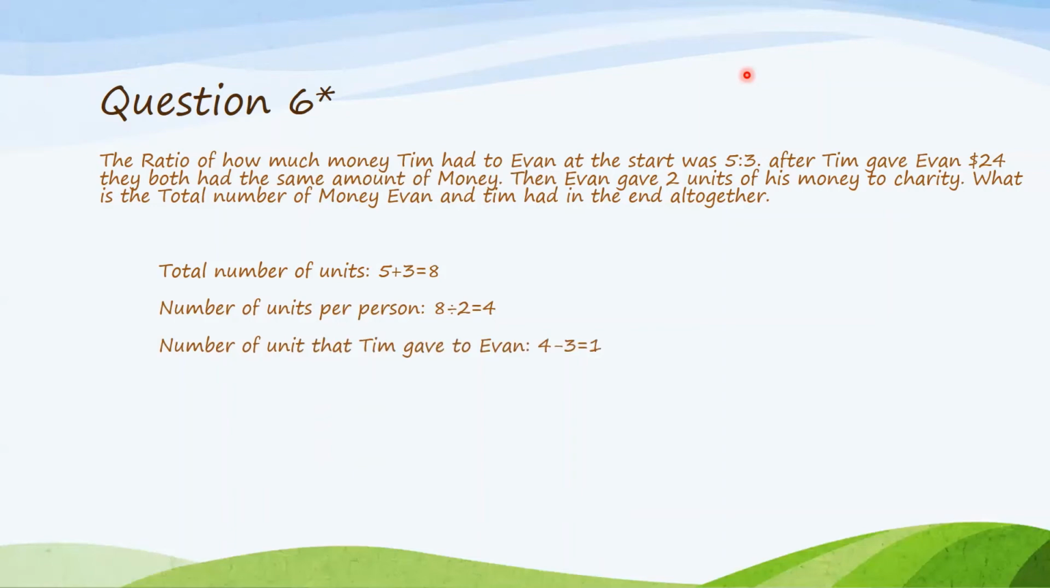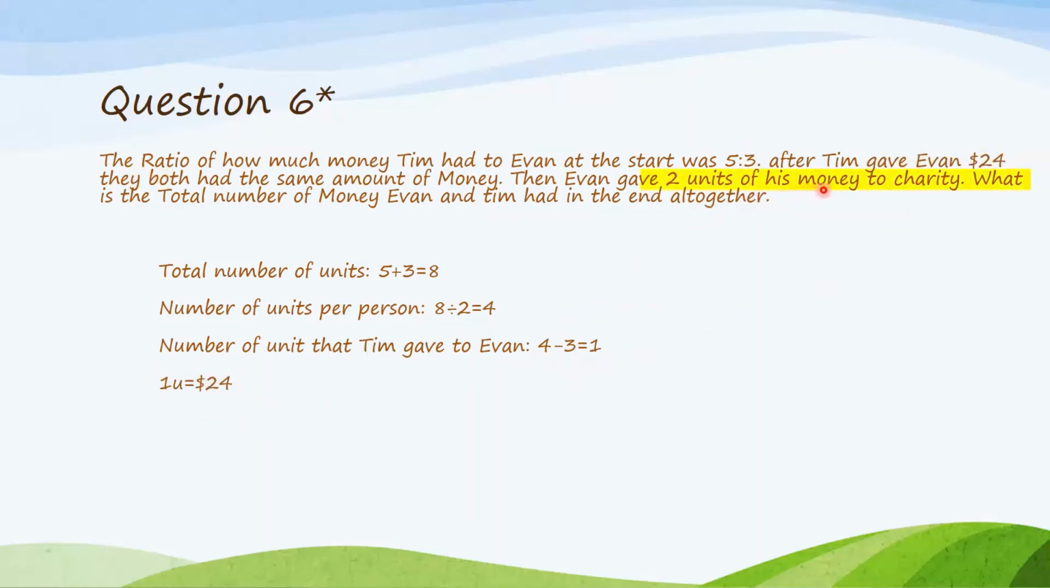You may be confused. Why? Because in the end, Tim will have 4 units, and Evan will have 4 units in the end, but at first he had 3 units. So what is the unit exchanged? It is 1 unit. So if that 1 unit is $24, 1 unit is $24.